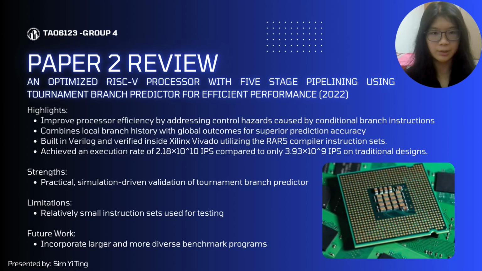superior prediction accuracy. Developed in Verilog and simulated using Xilinx Vivado, the architecture was tested with instructions from the RARS compiler. The result shows a massive speed improvement, reaching an instruction per second rate of 2.18 times 10 to the power of 10 compared to 3.93 times 10 to the power of 9 for the traditional branch comparator design. While this practical simulation-driven validation is a clear strength, the paper is limited by using relatively small instruction sets. Future enhancements should involve larger benchmark programs.